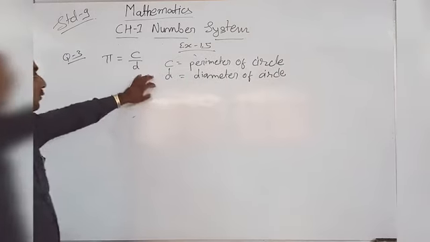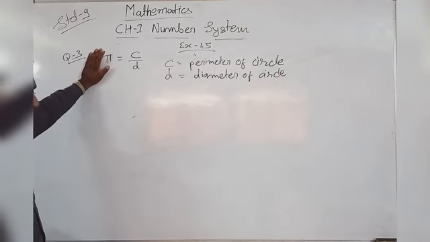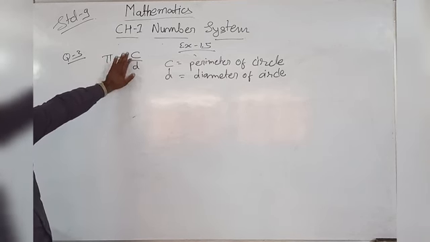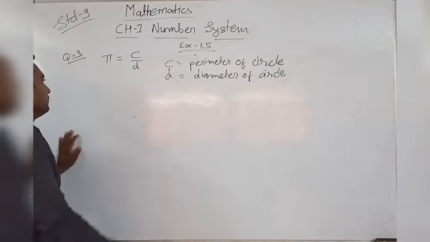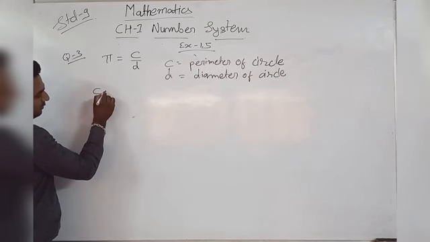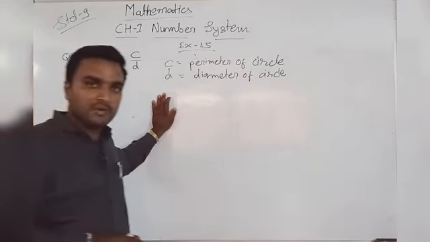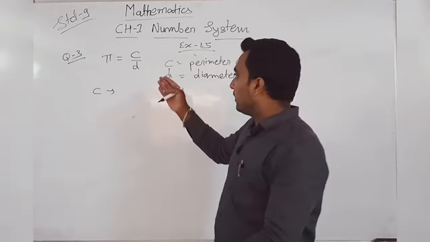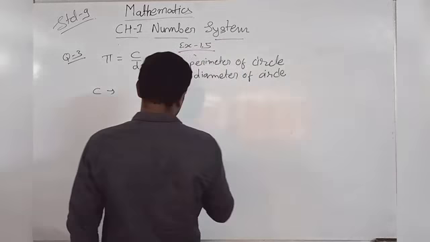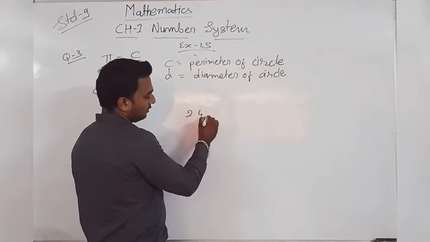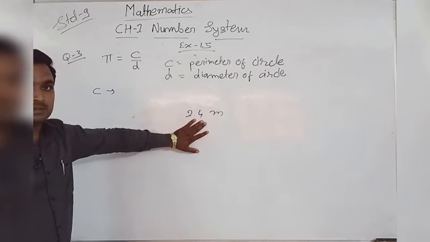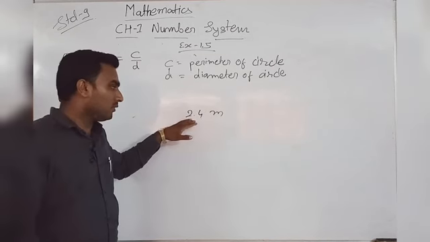Clear? Now we know that pi is an irrational number. Then why is it written in the P upon Q form? Here C divided by D, so it is P upon Q form. So C upon D form is here. C is which type of number? When you measure the perimeter of a particular circle, it is not an exact measurement. Sometimes we can say 2.4 meter, 2.4 centimeter. Is this the exact value? No. There is a variation in the number after the decimal.